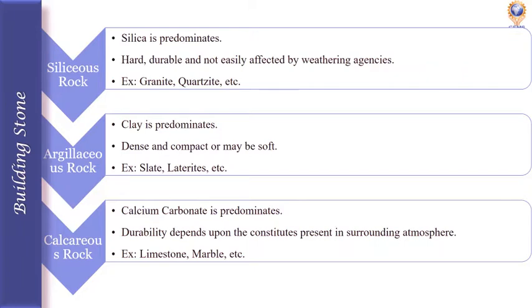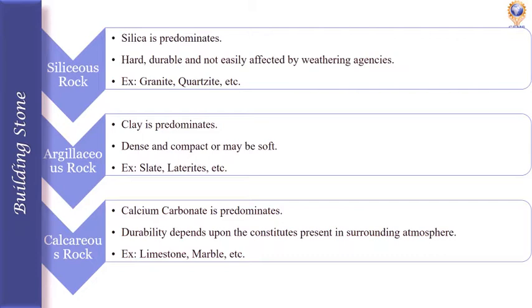Next is argillaceous rock. The word argil means clay. Hence rocks in which clay content is predominant are called argillaceous rocks. These rocks are soft in nature, and in the presence of water they can be crumbled easily. In the dry state, these rocks can be crushed easily because of their brittleness. Shale, slate, and laterite are some examples of argillaceous rocks.